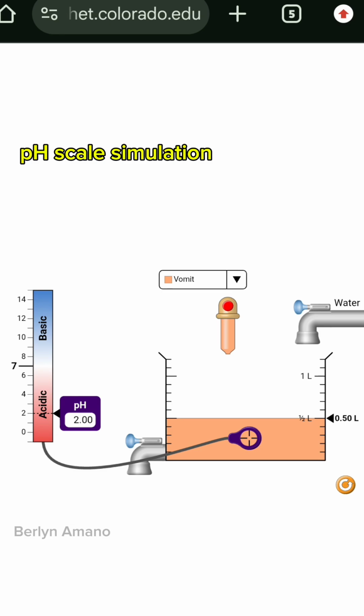Why is it acidic? Because the vomit is an excrete from the stomach. And what do we have in our stomach? We have gastric juices. We have acid. What type of acid? That is hydrochloric acid. We have hydrochloric acid in our stomach that aids digestion. So that's why the pH is 2.